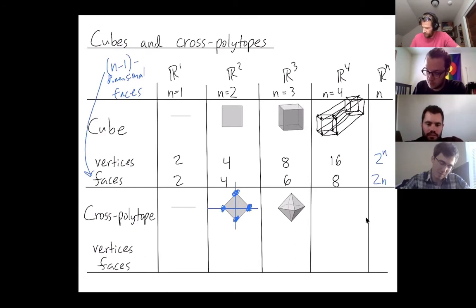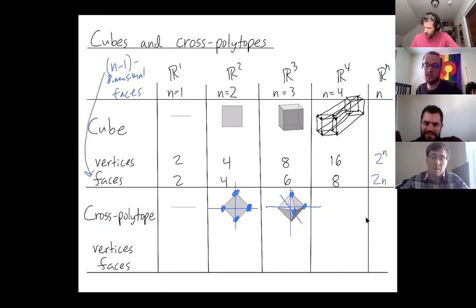So in 3D, I have 3 coordinate axes. All right, I have 3 coordinate axes. I have 3 standard basis vectors, and then I also consider their negatives. Okay. And I take the convex hull of those, in this case, 6 points, and I get the cross-polytope.